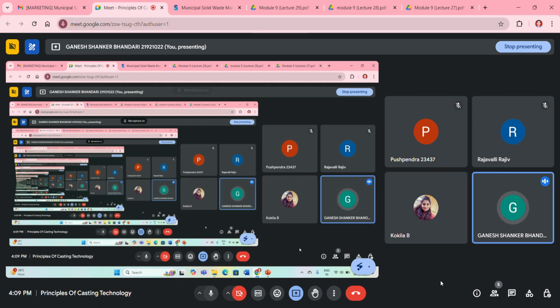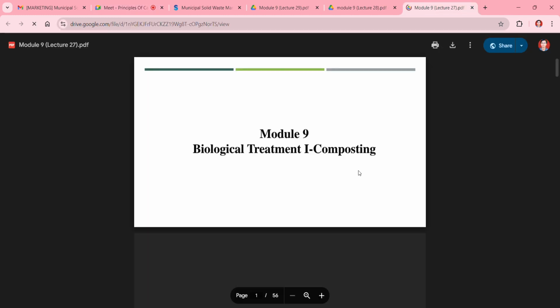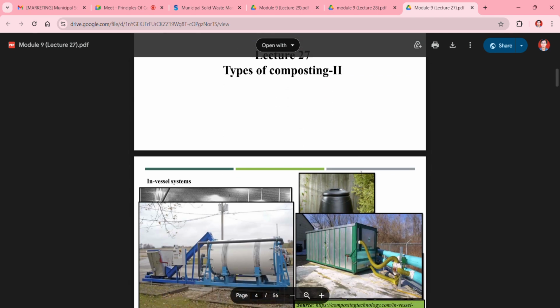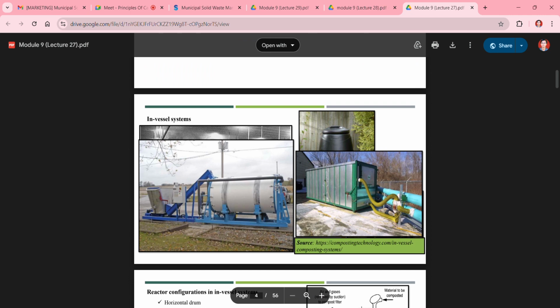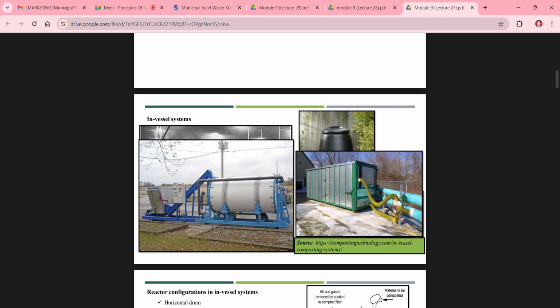Okay, so we will start now. In the previous week's lectures, we learned about composting processes, different types of composting processes, and different factors which affect the composting process. We mainly talked about the windrow type and aeration type composting processes that are generally done manually in fields. In this week's lectures we will talk about composting processes done with the help of mechanical operations, or in-vessel composting systems, and the rotary drum composting system.